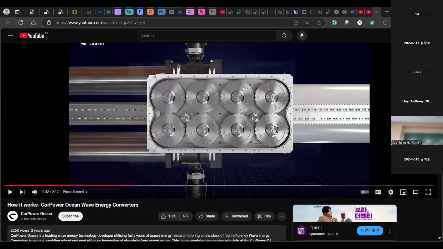Like I said, this is just one company's approach to harnessing wave energy. There's another company that uses a giant yellow platform that moves along with the wave, and I believe it does something very similar. I believe it's actually in production in the US currently. But let's get on to the Q&A.